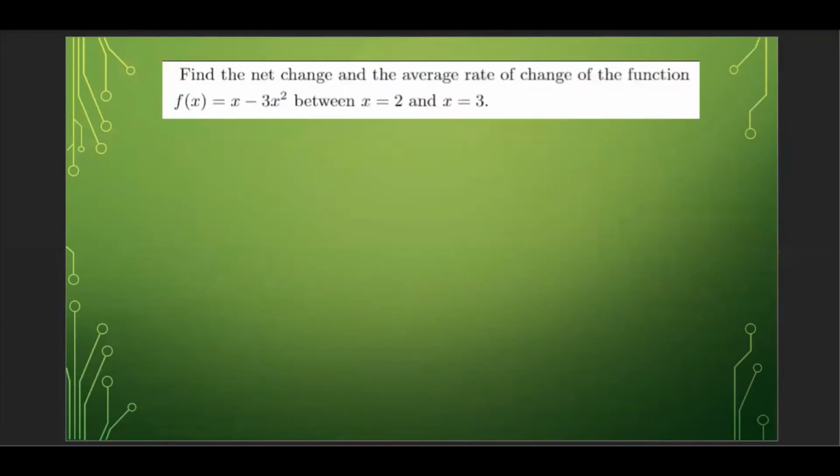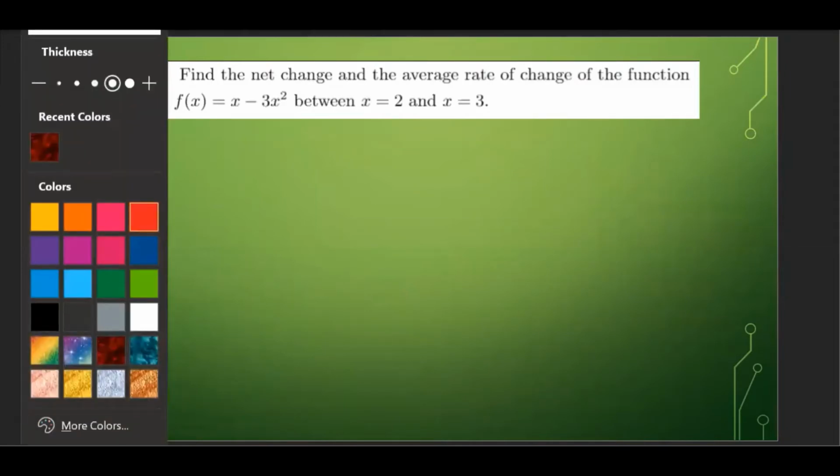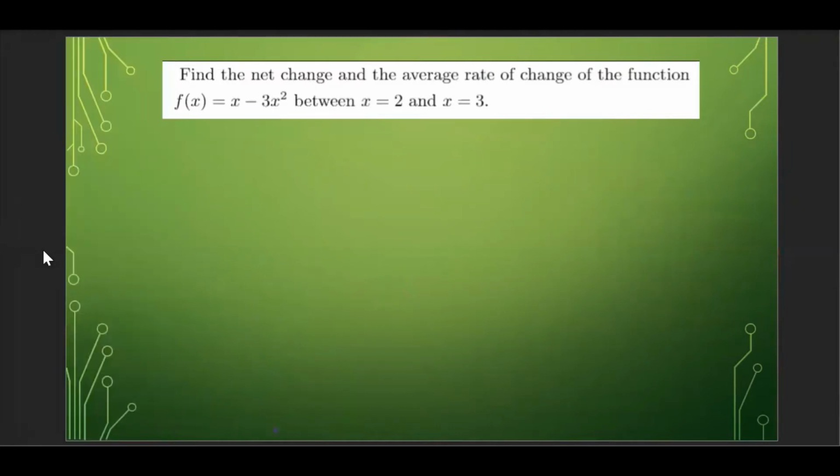So here's our first example. We want to find the net change and the average rate of change between x equals 2 and x equals 3. So we're going to say x equals 2 is going to be our a, and x equals 3 is going to be our b. So now let's find f of a. So f of a, it's going to be f of 2 since a is 2.